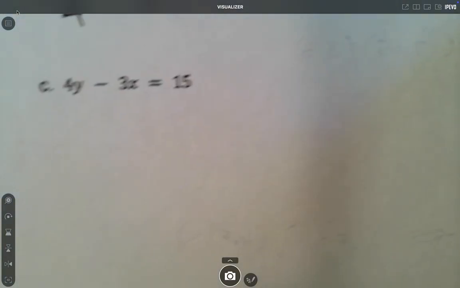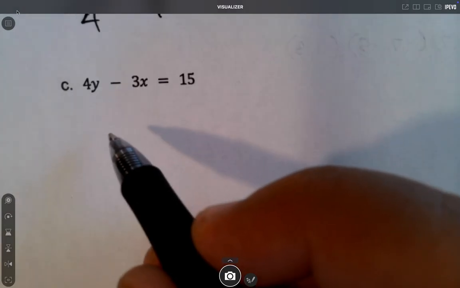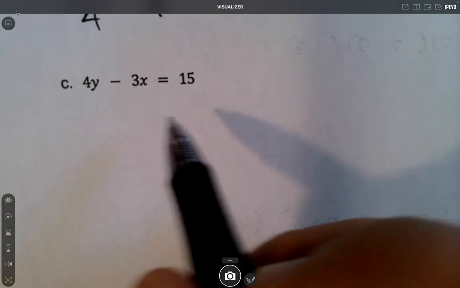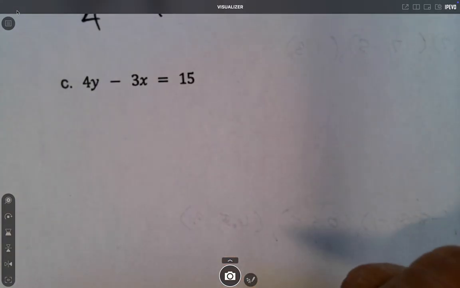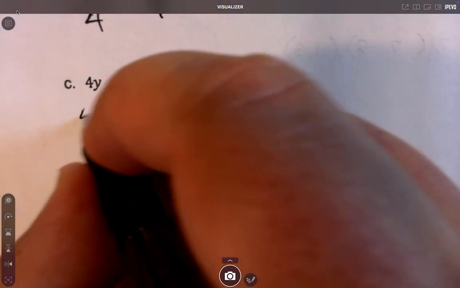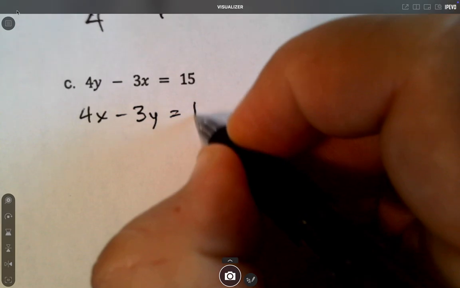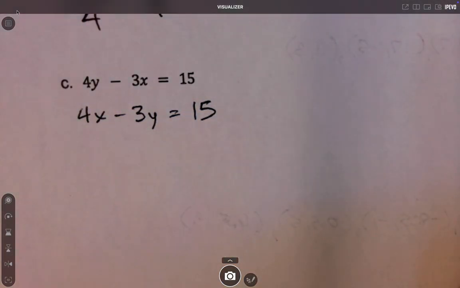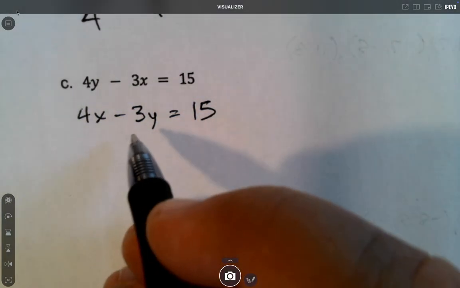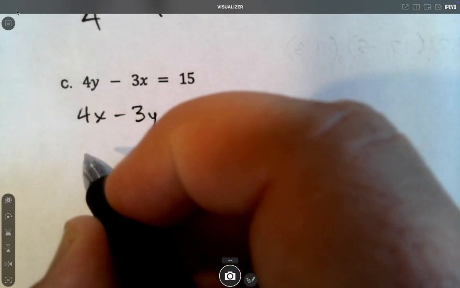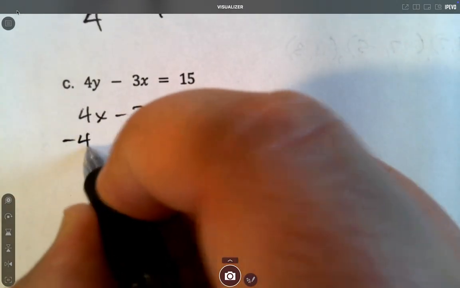Okay, last example. This one, they don't have an f of x, so we don't have to change anything. It's already just y. So we'll go ahead and jump to step 2, which is to swap where the x and the y are located. And step 3 is we want to get y by itself. So I'll subtract 4x from both sides.